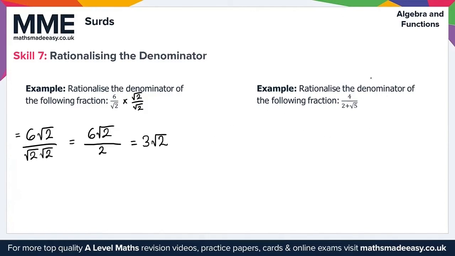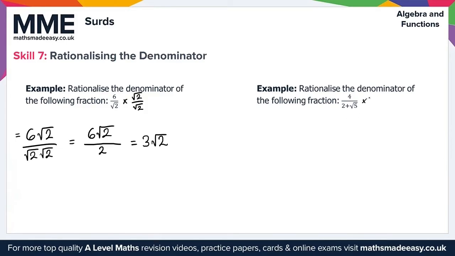If we take a look at this slightly more complicated example now, where we're asked to rationalise the denominator of the following fraction, 4 over 2 plus root 5. Now here, this is slightly more complicated because we've got this denominator here of 2 plus root 5. Now we want to get rid of this surd again, and to do that, what we need to do is multiply by the conjugate. And the conjugate here would be 2 minus root 5. That's how we get rid of the surd.